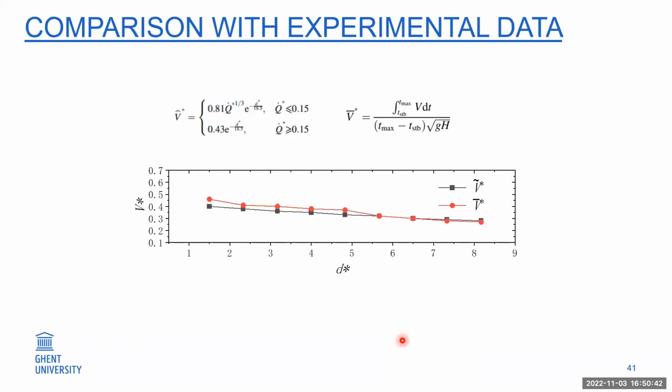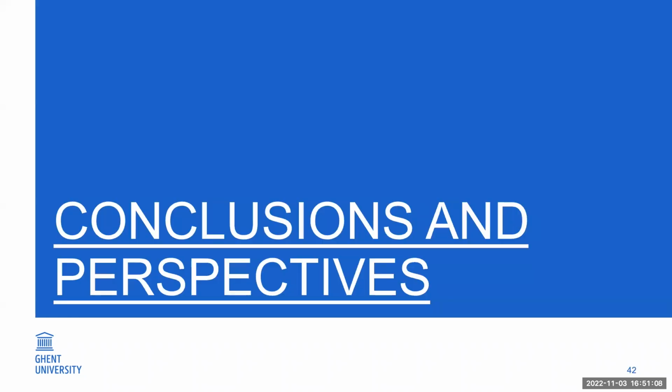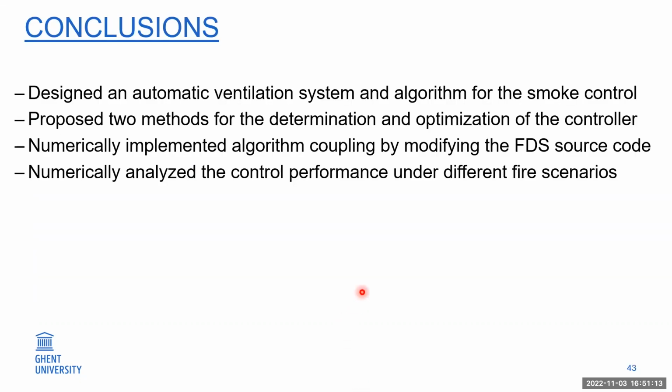And we also do a comparison with the experimental data. We calculate the average ventilation velocity during the quasi-steady state, and then we compare this velocity with the correlation calculated by Lee et al.'s correlation. We can see a great agreement between these two sets of data. Lastly is the conclusion and the perspectives.